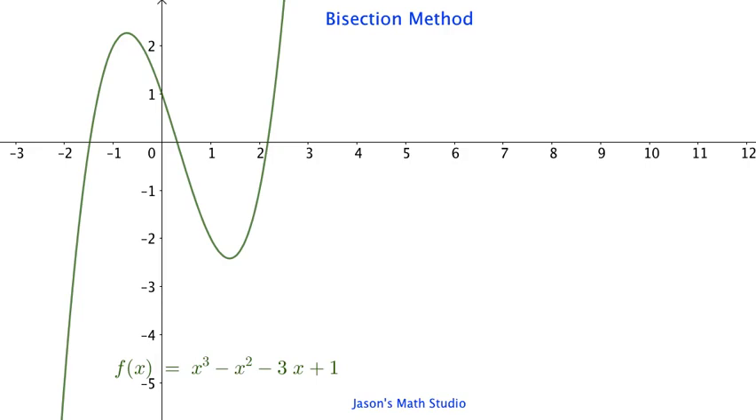For example, f of x equals x to the third power minus x squared minus 3 times x plus 1. We start by plugging in some values. For example, let's plug in x equals negative 2, and that produces negative 5. So point A is below the x-axis.